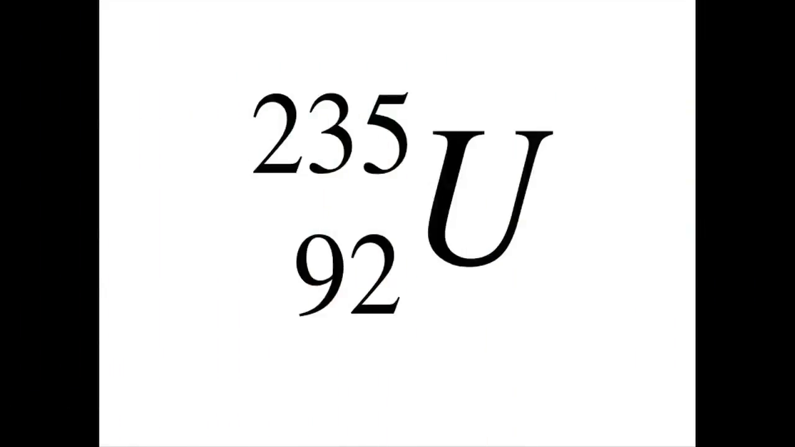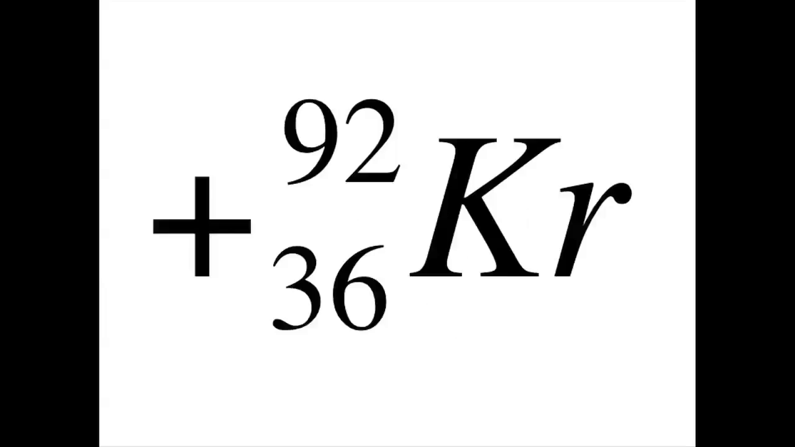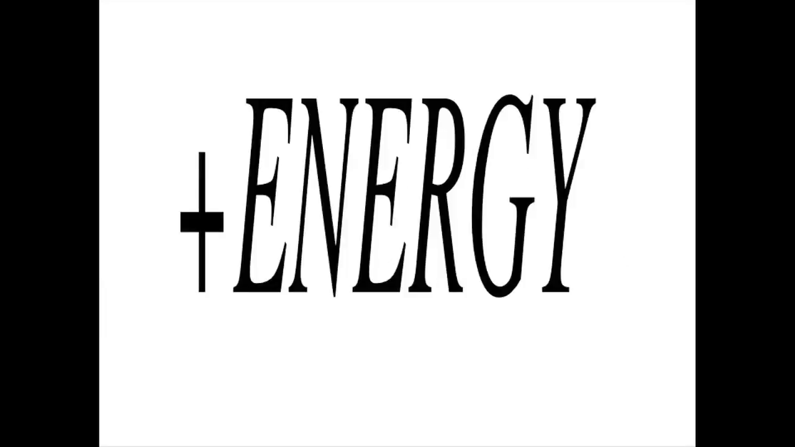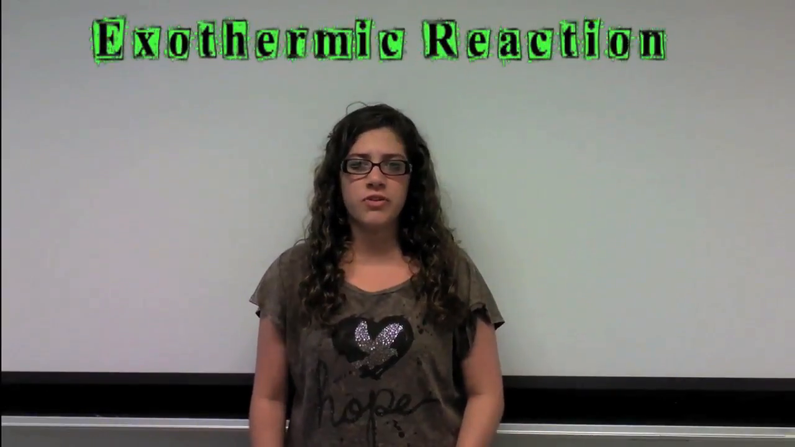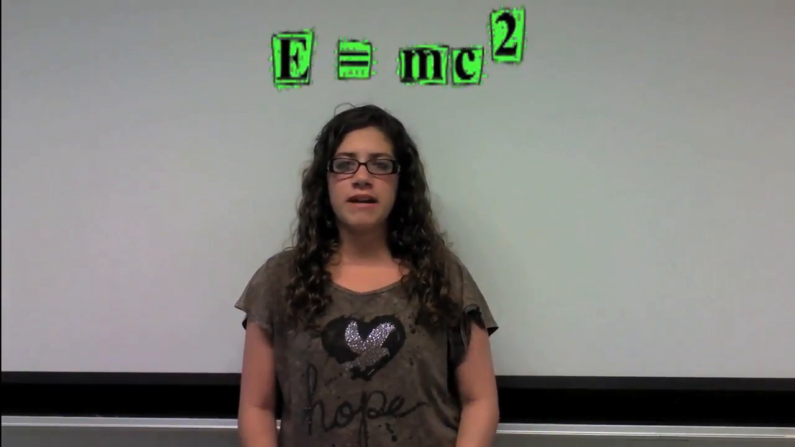The following reaction is the example of the fission of uranium. Uranium-235 plus 1 neutron yields 2 neutrons plus krypton-92 plus barium-142 plus energy. This reaction is exothermic, which means that energy is released during the course of the reaction. Where mass is lost goes into the good old equation of E equals mc squared. I'll just leave it to my friend Einstein to explain the rest.